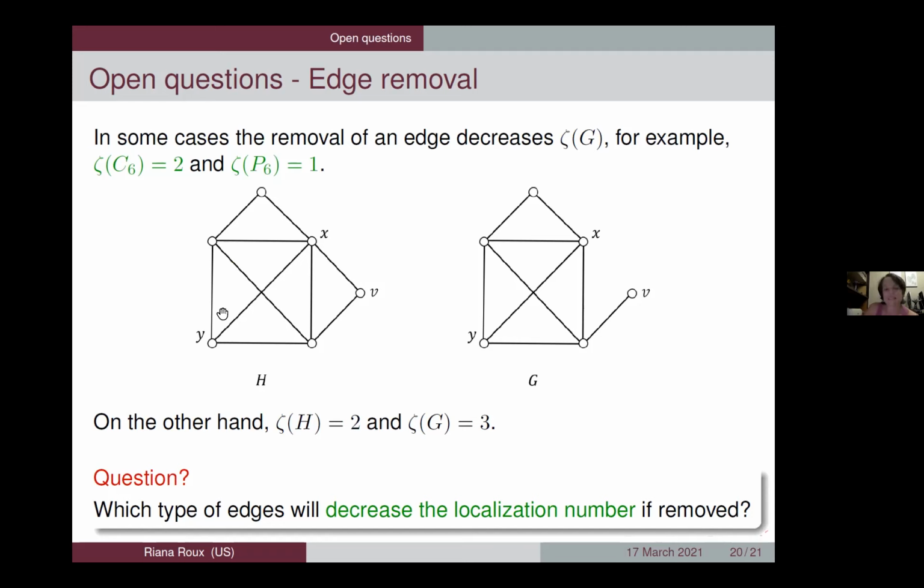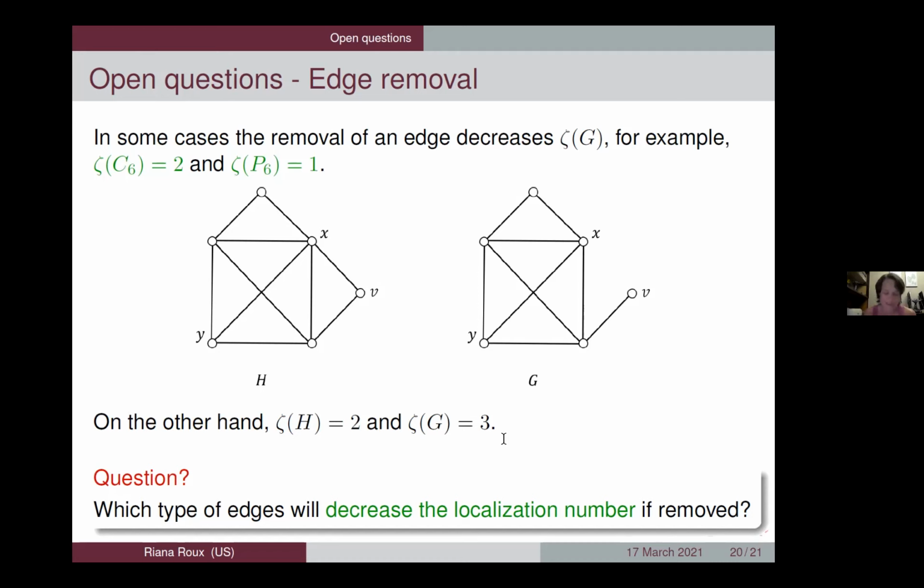So to see that it can decrease the localization number, it's very easy to show that the localization number of a 6 cycle is 2. And if we take away one of the edges, then the localization number of that path would become 1. So the removal of the edge decreases the localization number. On the other hand, if we consider that double house graph again, we saw that the localization number is 2. But if I take away that edge xv, then the localization number increased to 3. So the localization number can decrease and increase with the removal of an edge.